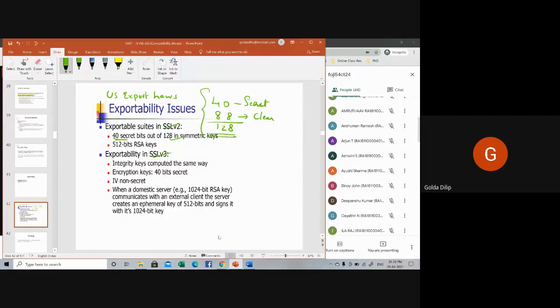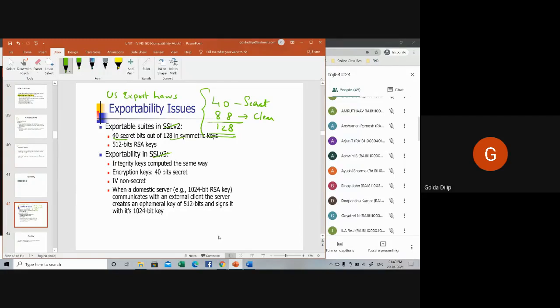So I was telling about the exportability issues as far as the laws are concerned. In exportable suites, 40 bits will be secret bits and 88 bits will be non-secret bits. Whereas in SSL version 2, the domestic clients will be supporting 128-bit encryption. In a non-exportable suite, there will be 128 secret bits. So in either case, there are 128 bits.